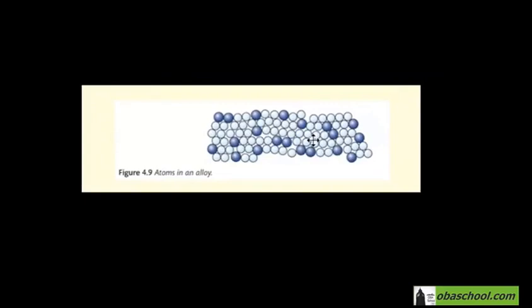Consider this figure. It shows you the organization of atoms in an alloy. Notice that not all atoms have the same size. The atoms in dark blue are bigger than the atoms in light blue. Why is that? Can you think of any reason? Well, this organization is exactly what makes an alloy harder than a pure metal.